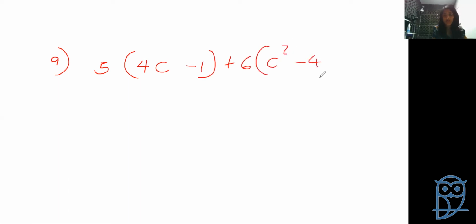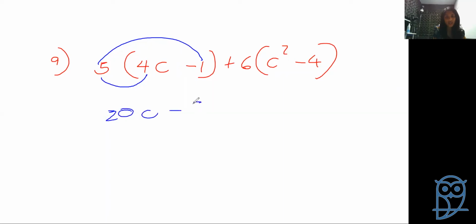Let's try and do this: 5 times (4c minus 1) plus 6 times (c squared minus 4). Okay, once again, we're going to use BODMAS, and we start with our brackets first. And remember, we multiply. So 5 times 4 is 20c, and 5 times 1 is 5, plus 6 times c squared, it's 6c squared, minus 6 times 4 is 24.